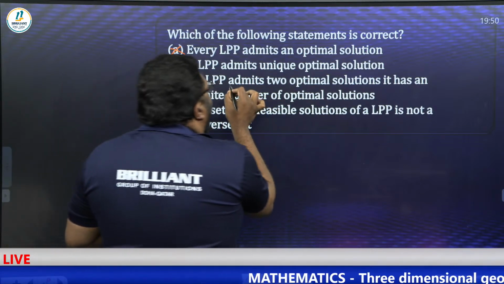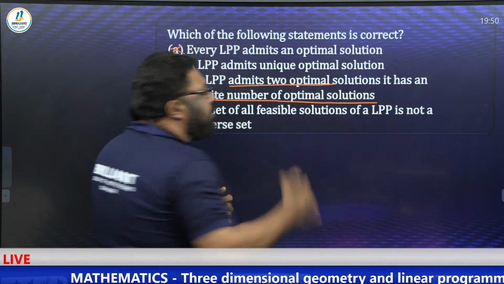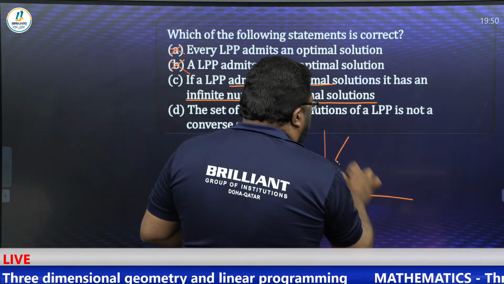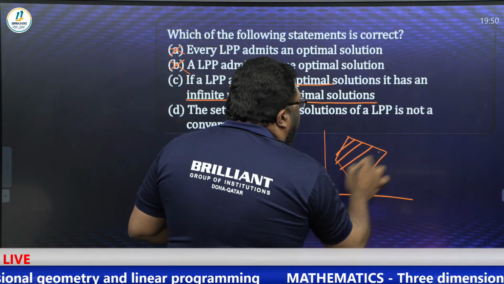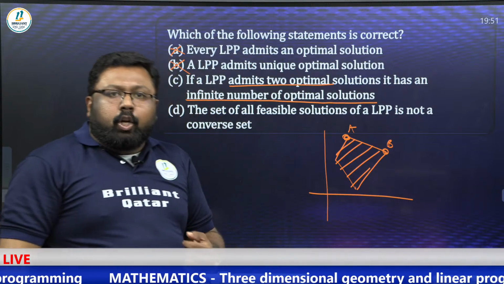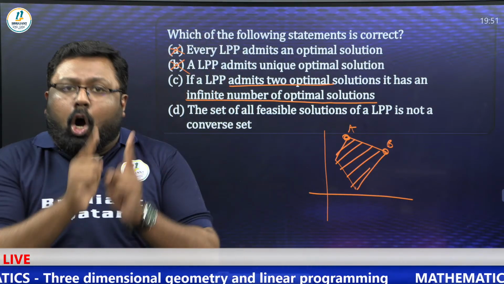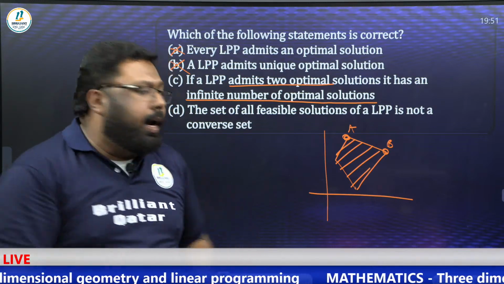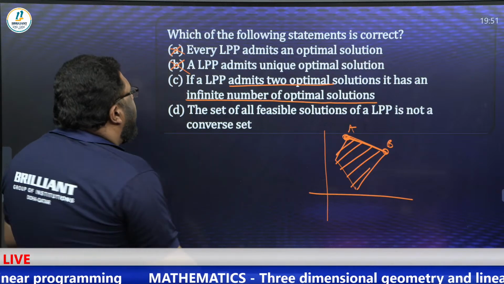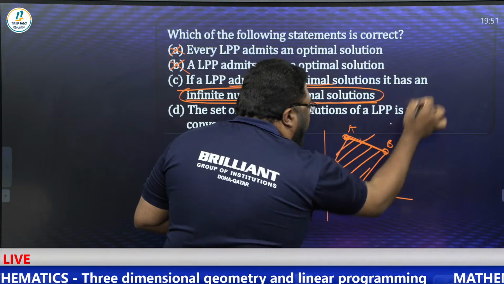If an LPP has 2 solutions, it has an infinite number of optimal solutions. This is one very important thing you should remember. Okay, if I had a feasible region like this, and I got my optimal solution at 2 points A and B, then don't say it is A and B alone. It's a very important question for 3 marks also. If you got an optimal solution at A and B 2 points, you must conclude that the optimal solution lies on all the infinite points on this line.